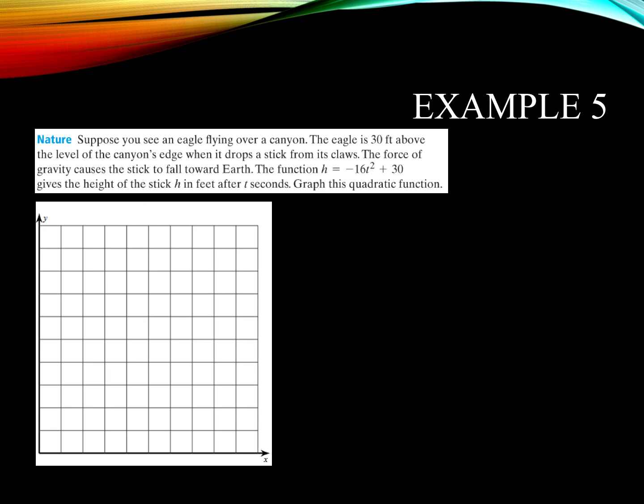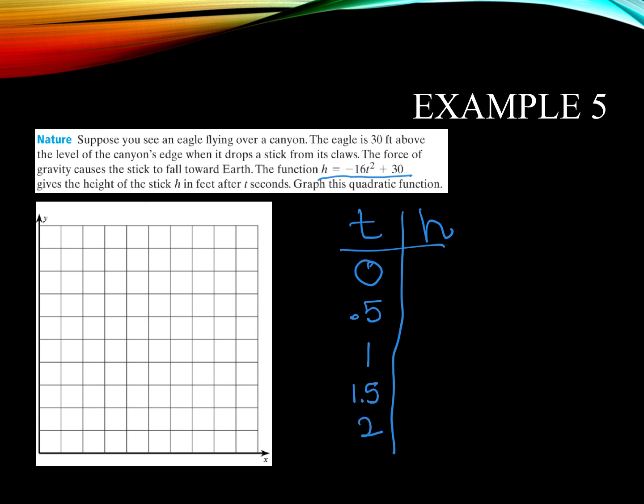For our last example, it says, suppose you can see an eagle flying over a canyon. The eagle is 30 feet above the level of the canyon's edge when it drops a stick from its claw. The force of gravity causes the stick to fall forward. The function is modeled by h equals negative 16t squared plus 30. We want to find a model that will represent this stick falling. So again, I'm going to create my table, my time and my height. I'm going to start out with a time of 0, a half a second, 1 second, 1.5 seconds, and 2 seconds.